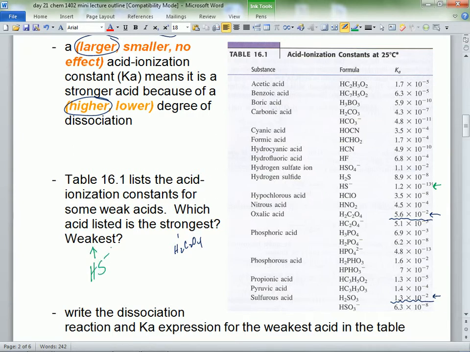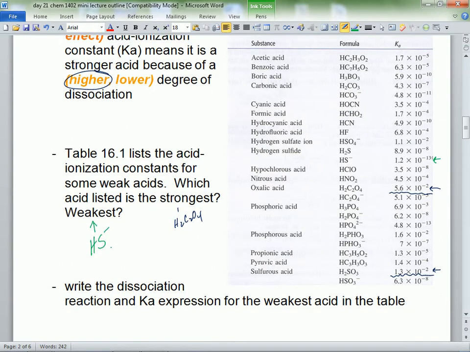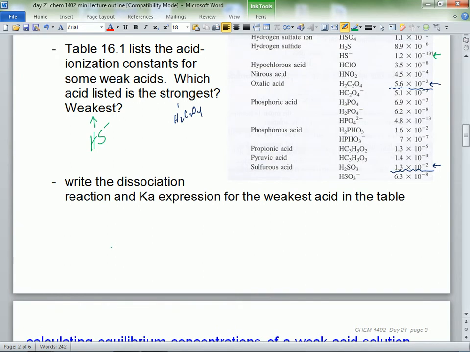Okay. A little more practice here, Gabby. We want to write the dissociation reaction, so something going to something, for the weakest acid in the table. How would you write the Ka reaction? I like to call it the Ka reaction, but how would you write the dissociation reaction for the weakest acid in that table? Now we said the weakest acid was hydrogen sulfide. So how would you write the Ka reaction for that? Oh, this is the expression. It's not the Ka expression, the reaction.